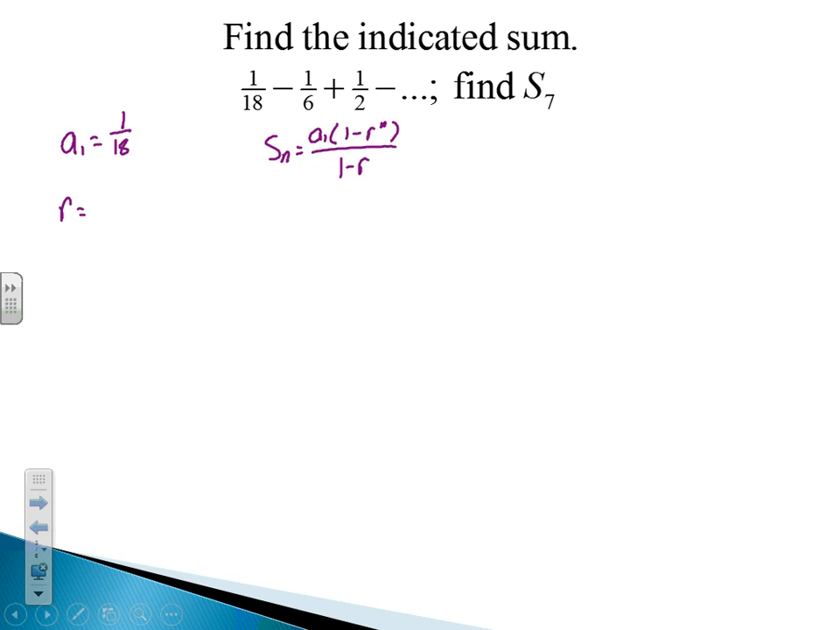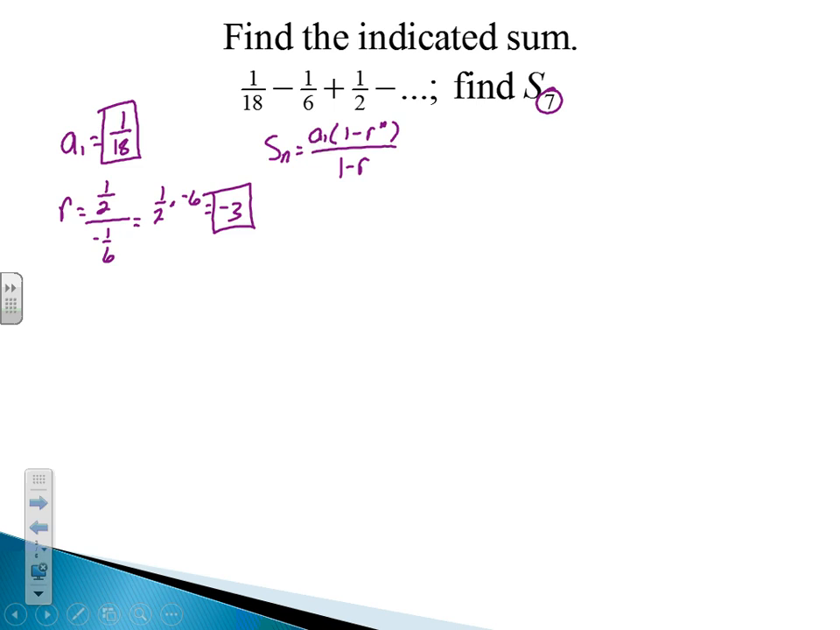Now the common ratio, remember, is simply taking a number to the right, in this case 1 over 2, and we're going to divide it by the number immediately to its left, in this case negative 1 over 6. And that's the same thing as saying 1/2 multiplied by negative 6, which is a negative 3. So now I have the two things, my first term and my common ratio.